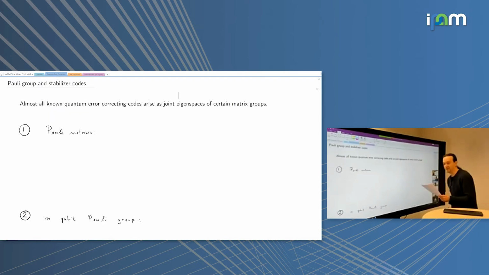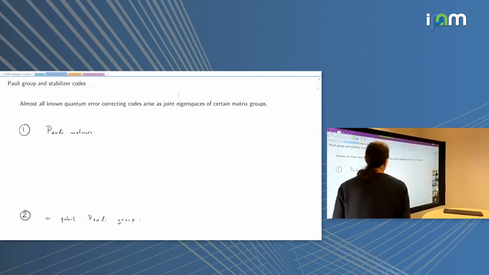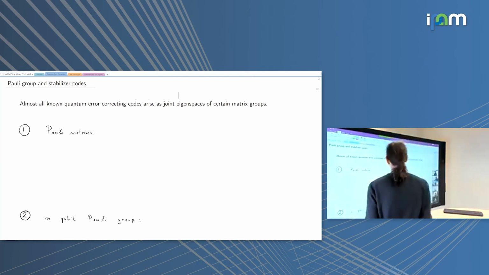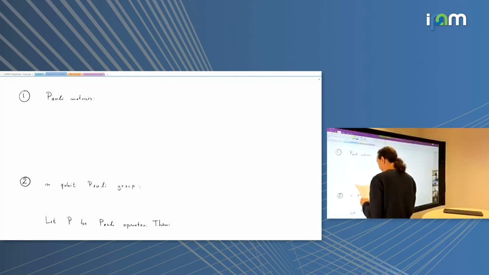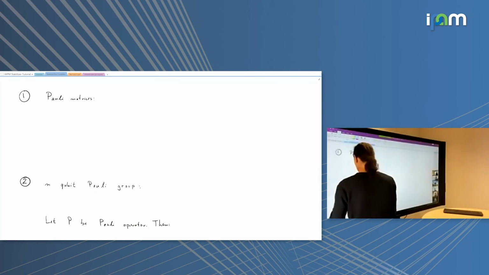All right, good. So now how do we construct quantum error correction codes? It's a fact that almost all known quantum error correcting codes arise as the joint eigenspaces of certain matrix groups. So let me write those down. They're very elementary. It's very easy. It's just these easy things you have to remember.